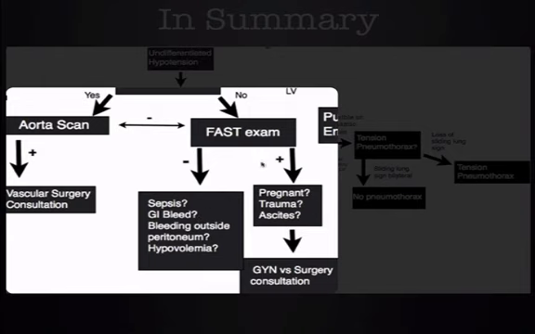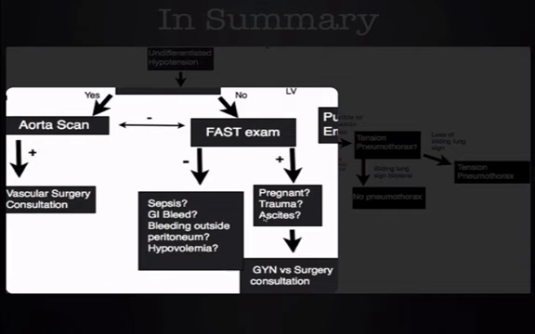If the FAST exam is positive, you have to ask yourself, is this patient pregnant? Has there been any trauma in the history? Could this just be ascites? As I mentioned earlier, we can't differentiate one fluid from another. Free fluid is free fluid, so you have to use your clinical context. Depending upon what your clinical context is, you consult GYN or you consult surgery.